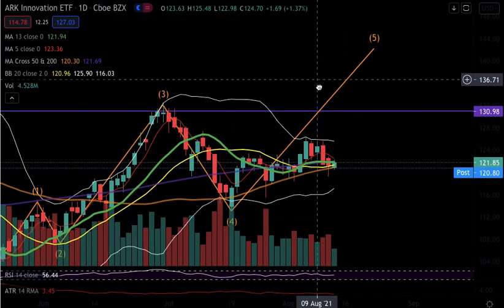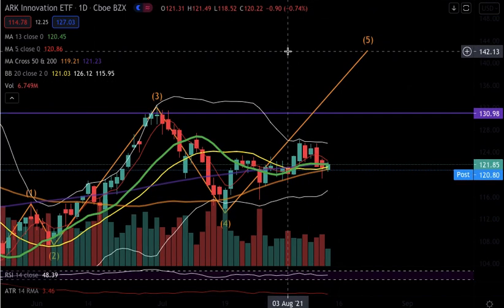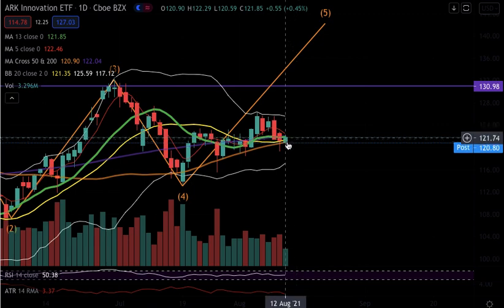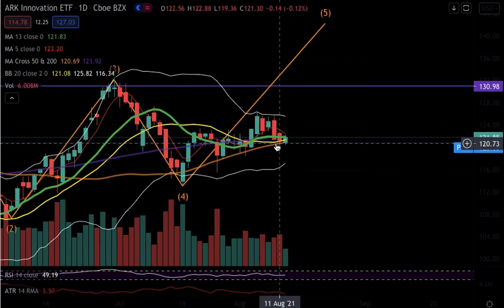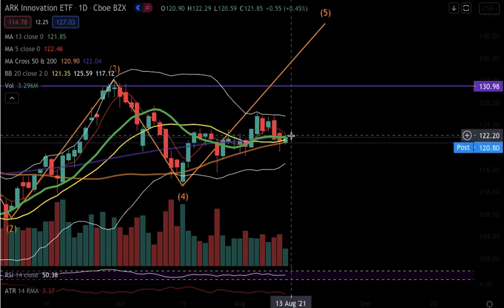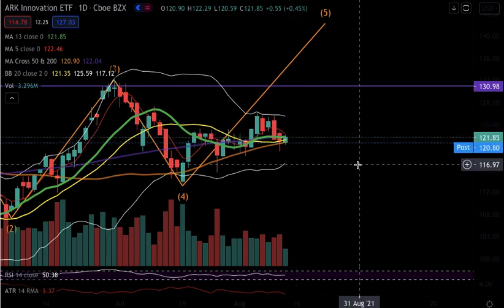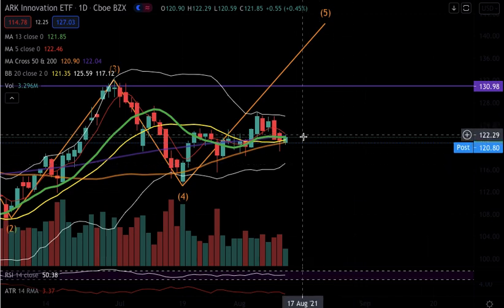Okay, moving on to ARKK. I did say I have a 142 price target, and this could be the start of the 5th wave. However, as you can see, we got another bounce off the 50-day moving average. It is trading above the 13 and the 20, but it's still struggling to get back above the 5-day moving average. That's kind of bearish, okay?